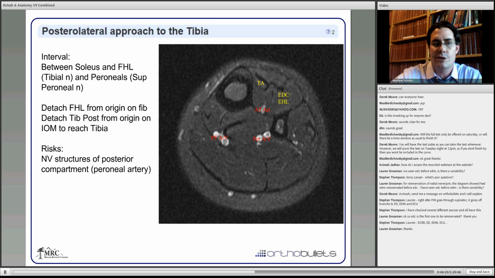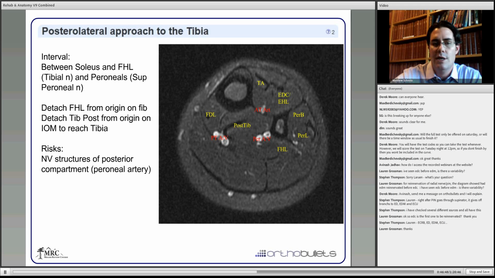So what you're doing is taking off the FHL from its origin, and we've got the lateral compartment there. As you can see here, you take the FHL off its origin, then you use that to protect your peroneal artery and vein. You take the posterior tib off its origin, off the interosseous membrane, and that gives you access to the posterior lateral aspect of the tibia.